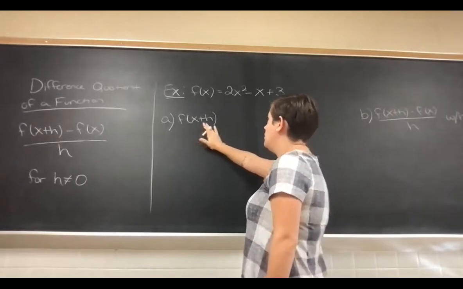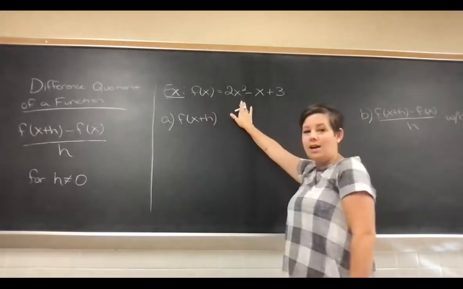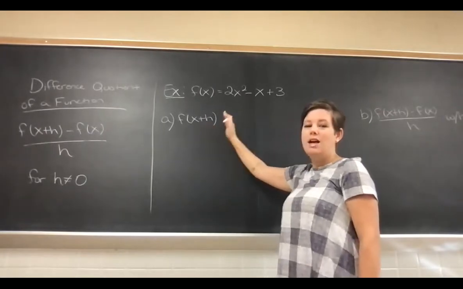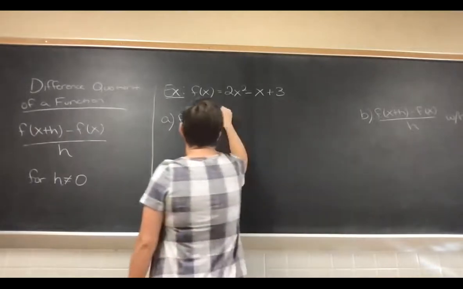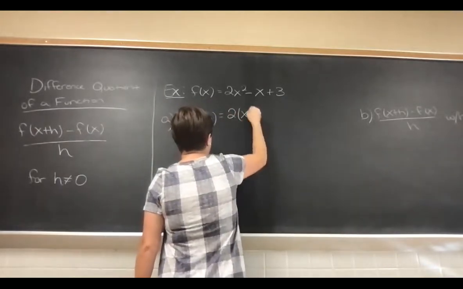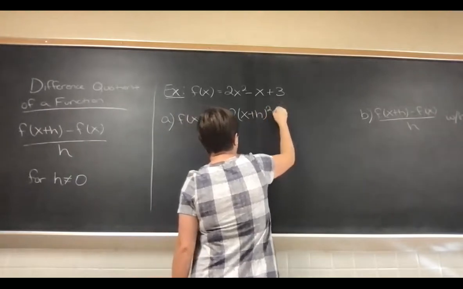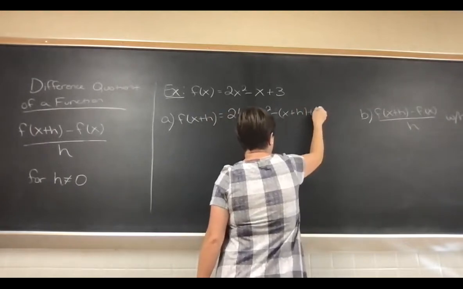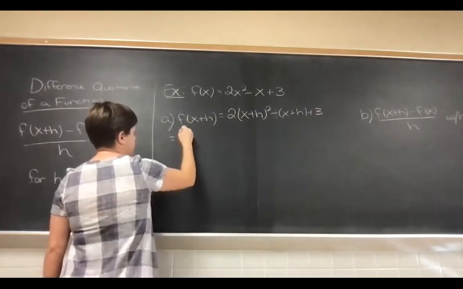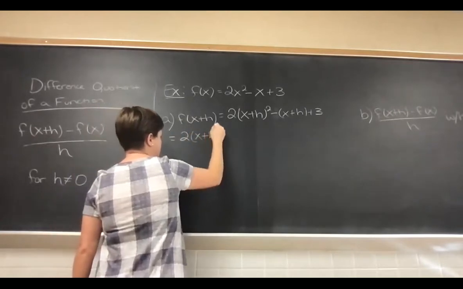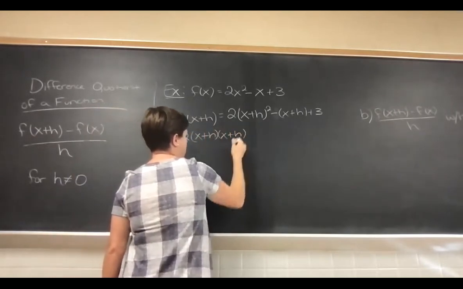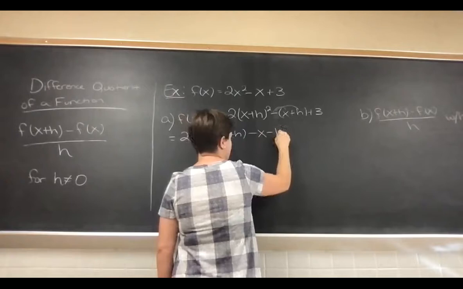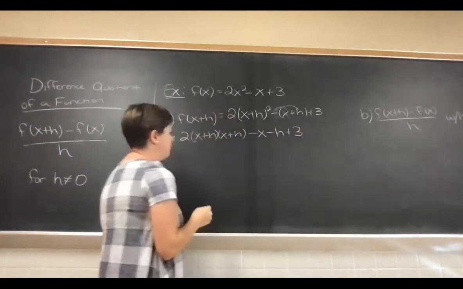So we're going to find f of x plus h. What that means is anywhere in our original equation that we have an x, we are going to write x plus h instead, and then we want to simplify it out. So this is 2 times x plus h quantity squared, minus x plus h, plus 3. So that's 2 times x plus h times x plus h. And then I'm going to distribute this negative into both, so it's minus x minus h plus 3.